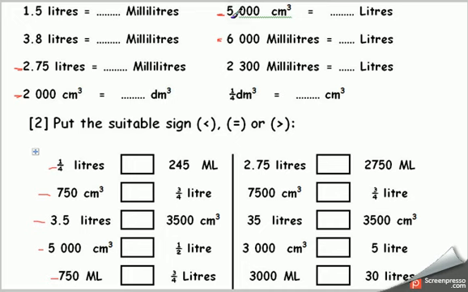Okay, let's go to the next example. 5000 centimeter cube equals how many liters? Mister, I have centimeter cube and I want to convert to liter. I will divide by 1000, or multiply this from small to big. So I should divide it by 1000. Okay, I will divide this number by 1000.